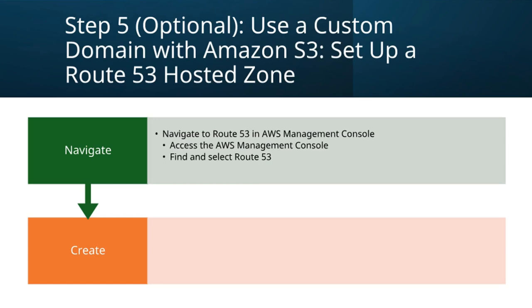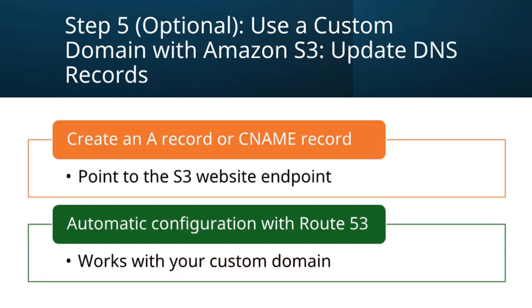For example, example.com. To update DNS records in Route 53, create an A record or CNAME record pointing to the S3 website endpoint. Route 53 will automatically configure the settings to work with your custom domain. 2. Update DNS records. In Route 53, create an A record or CNAME record pointing to the S3 website endpoint. If using Route 53, it will automatically configure the settings to work with your custom domain.